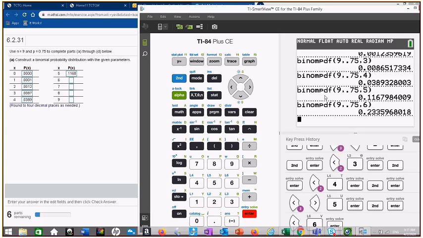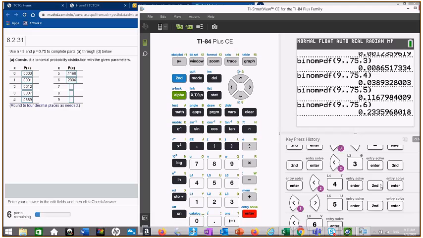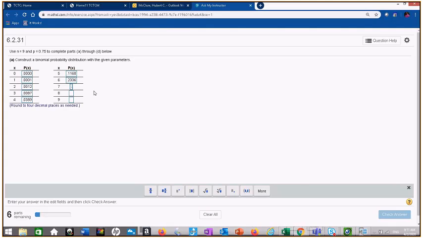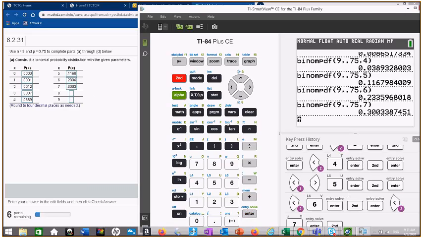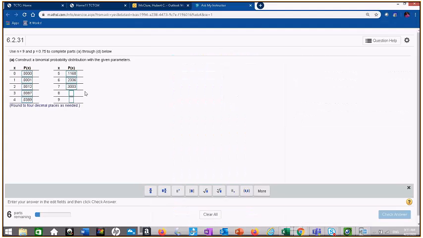0.2336. Next. Second. Enter. Change that to 7. 0.3003. 8. 0.2253.